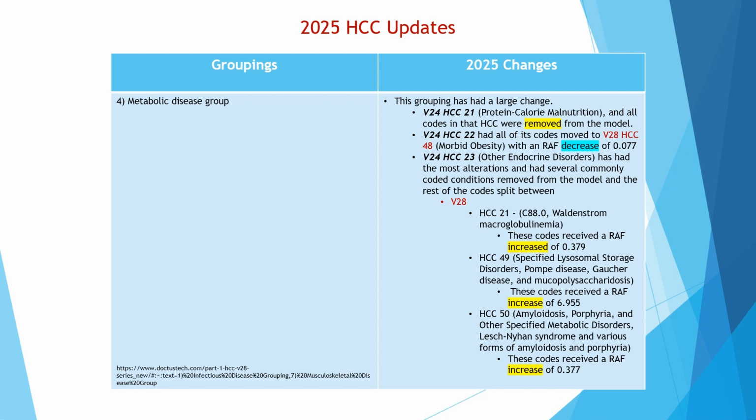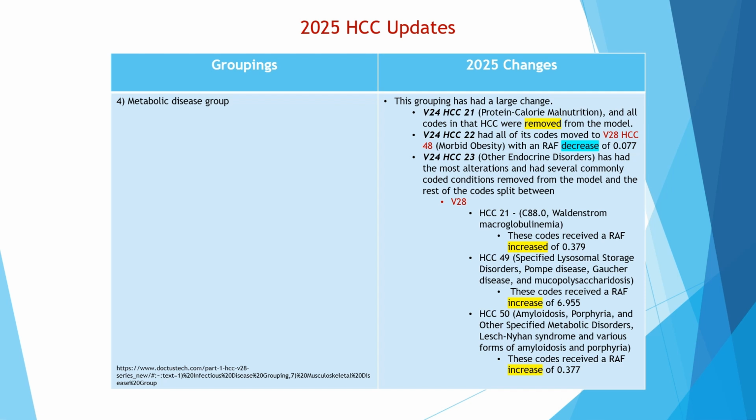4. Metabolic disease group. This grouping has had a large change. V24 HCC 21, protein calorie malnutrition, and all codes in that HCC were removed from the model. V24 HCC 22 had all of its codes moved to V28 HCC 48, morbid obesity, with an RAF decrease of 0.077. V24 HCC 23, other endocrine disorders, has had the most alterations and had several commonly coded conditions removed from the model and the rest of the codes split between V28.